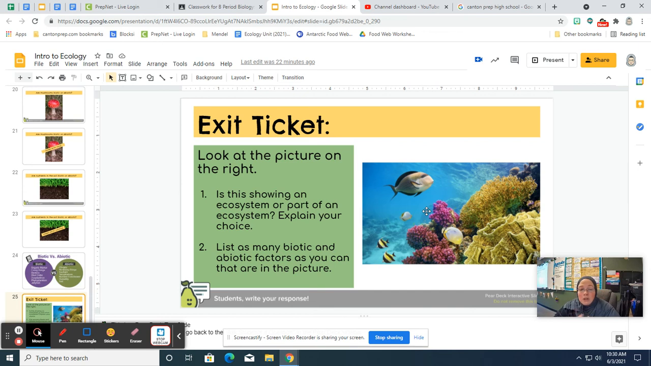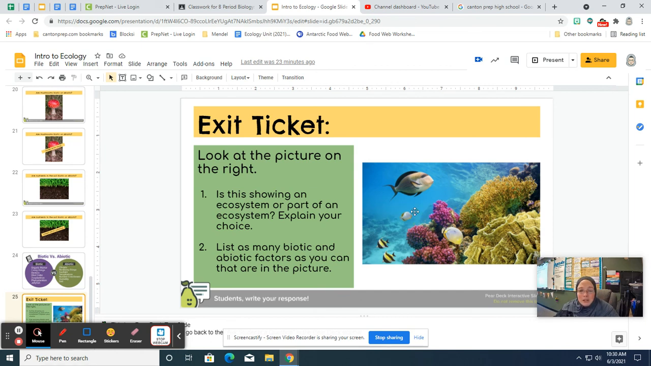If you look at this picture, what are some of the biotic and abiotic factors that you can see in this picture? Let's list some abiotic factors. Of course, we can see the sand. We have the rocks with which the coral are growing on. We have the water, the salt water, of course, and of course we can see sunlight coming in, right, providing sun energy for the photosynthetic organisms that live in this ecosystem.